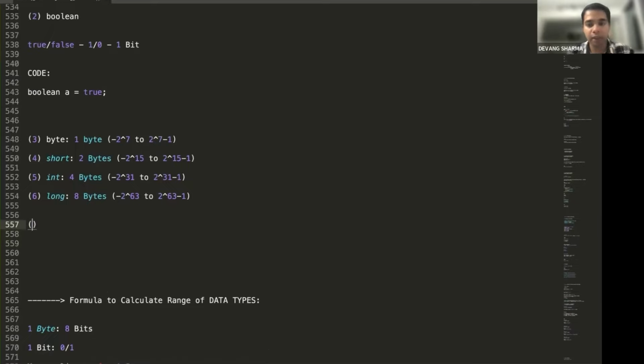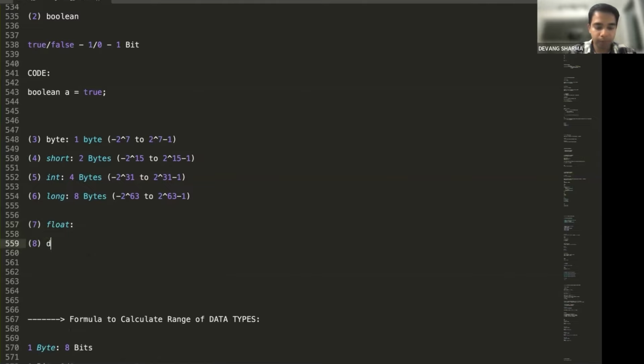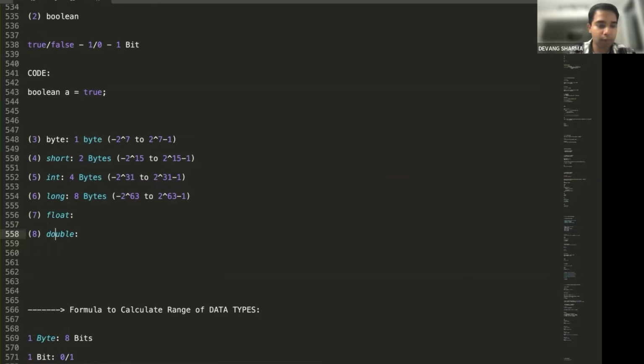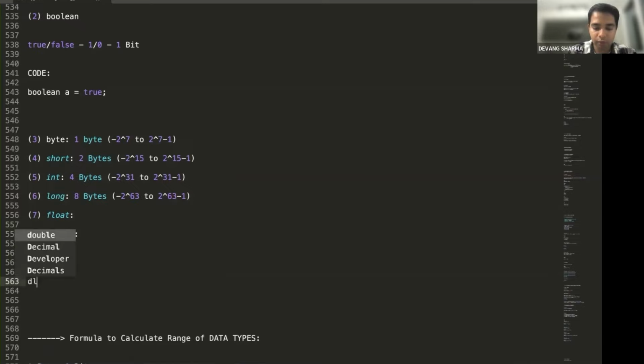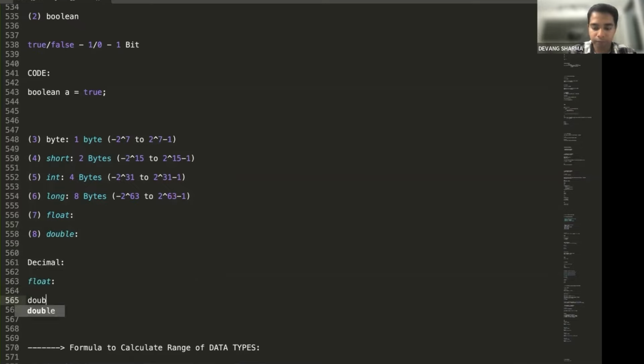We have 2 more types when it comes to decimals. We have a float and we have a double. These are the last 2 data types that we have, float and double. So in decimal, we have 2 different data types. There's a difference between the two. When you say float, let's take a number 223.251234. Copy this, paste it here.